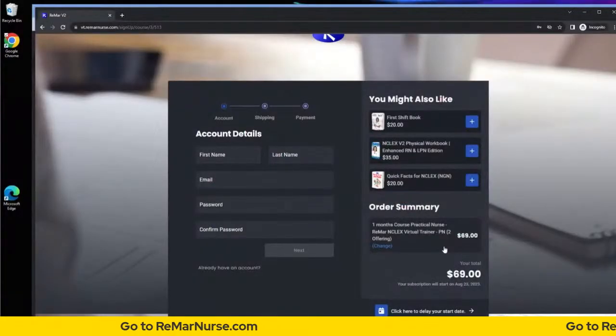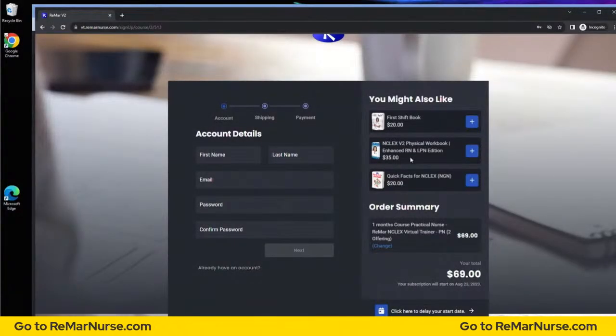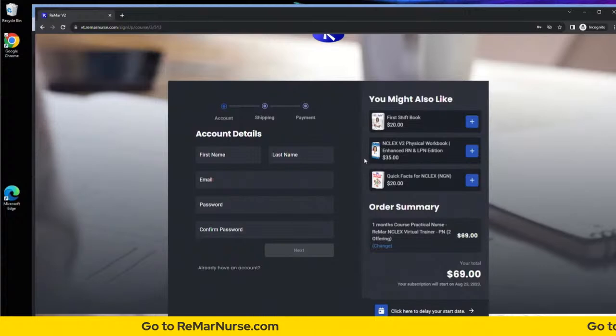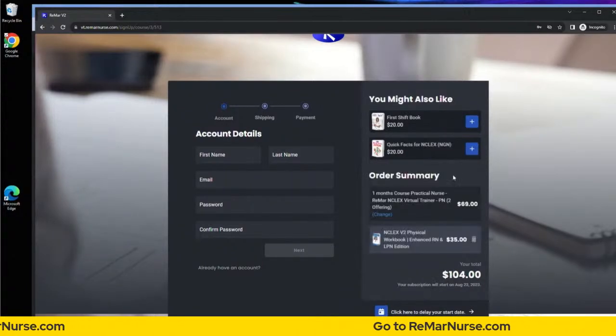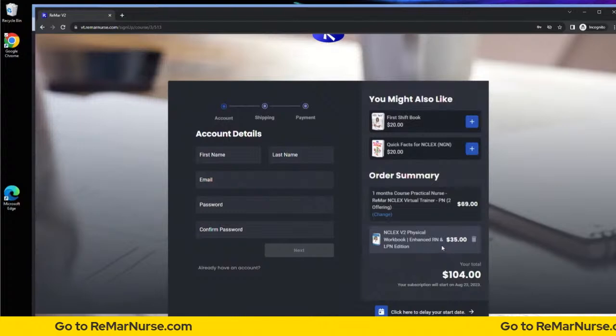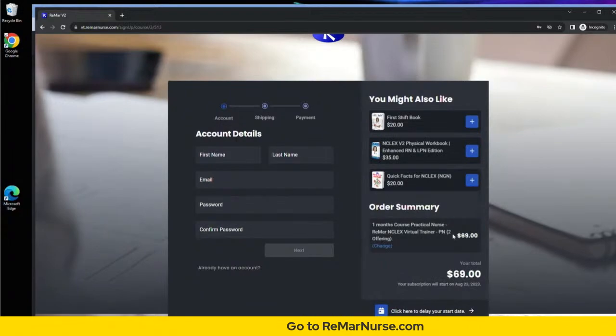All right. And so what you would do is you would go here where it says NCLEX V2 physical workbook, enhanced RN and LP in addition. And so you just click on that. And then it'll add, it's $35 for me to do that. All right. And this is where you would add it. But if you want to print it out yourself, then you can just take it off and it is the $69. Okay. I think people always ask me, is there any difference between these two books?